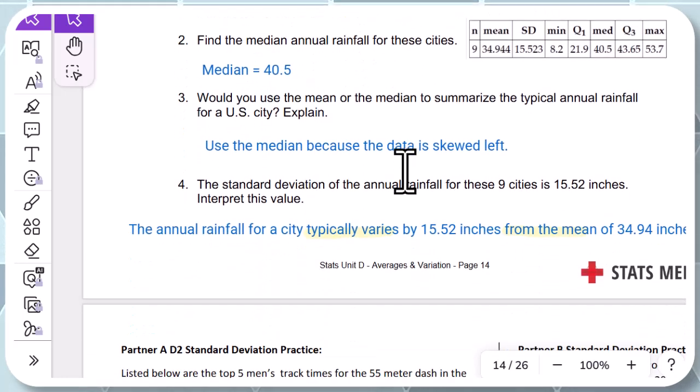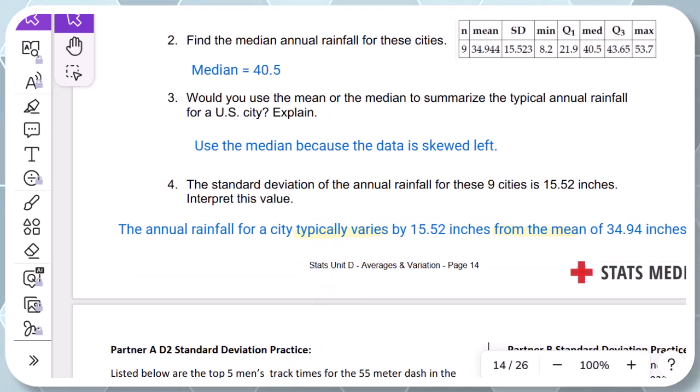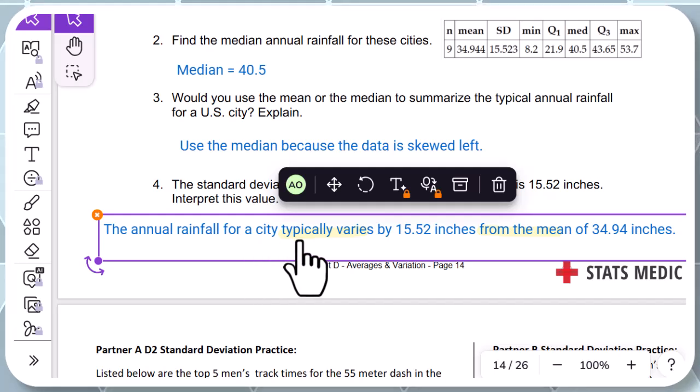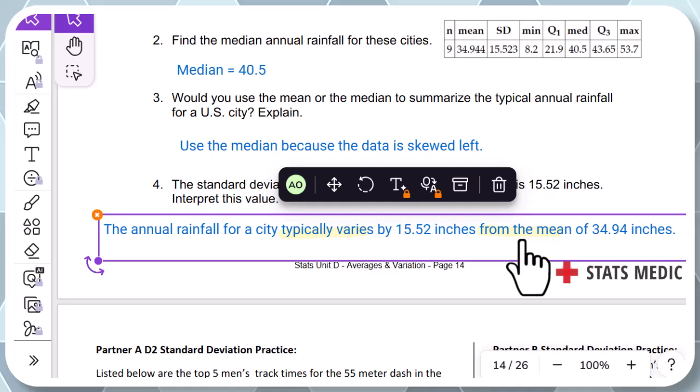And this is how we interpret. Luckily for you, not a big deal. For my AP stats, you need to be able to interpret things. And so you would say the annual rainfall for a city typically varies by 15.52 inches from the mean of 34.94 inches.